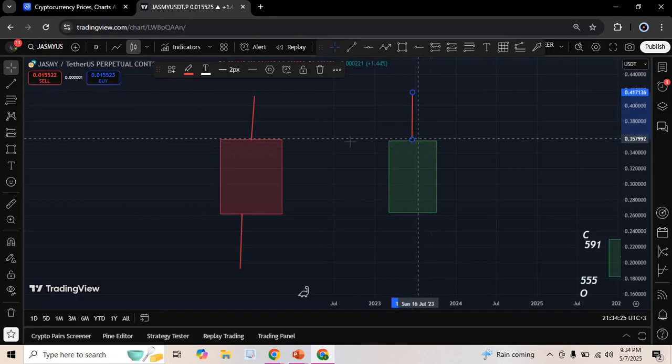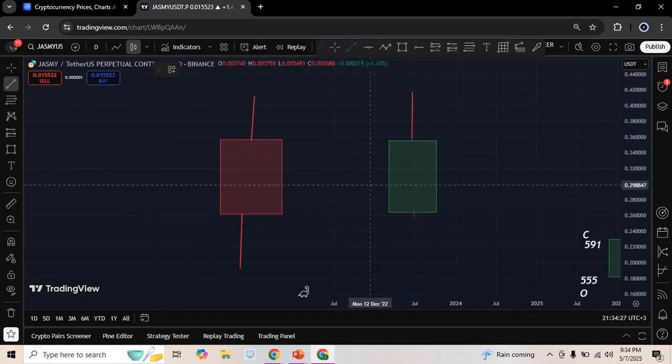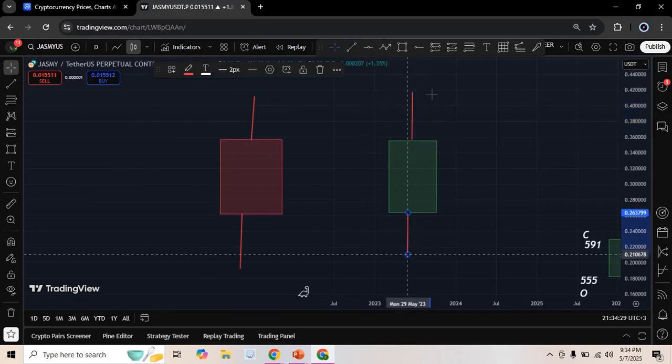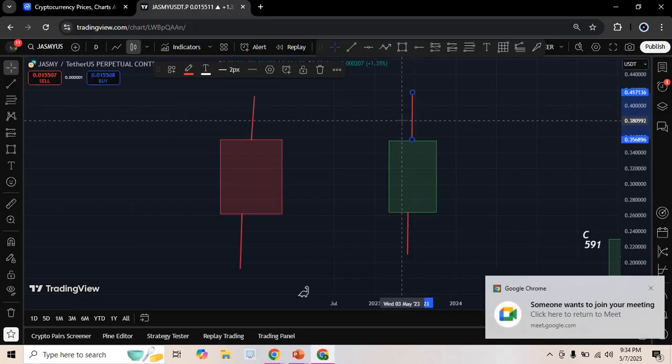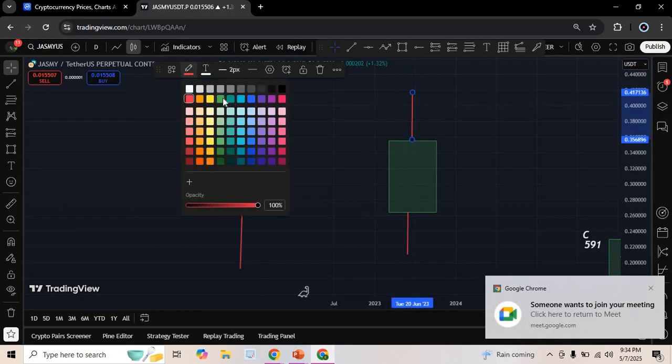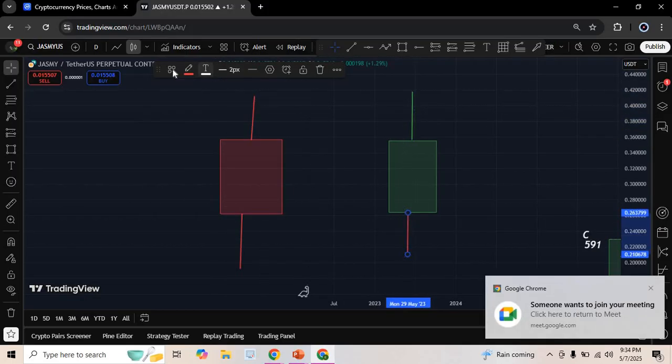And this is why, let me just draw these. I'm unable to talk and draw at the same time. I can't multitask. Just fast draw. Green.